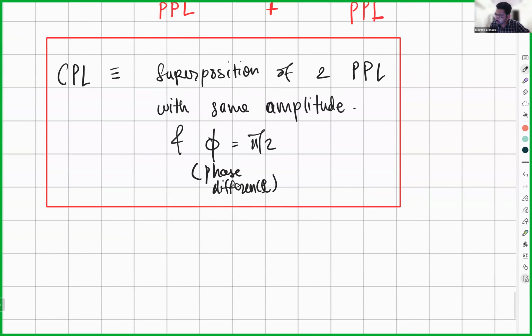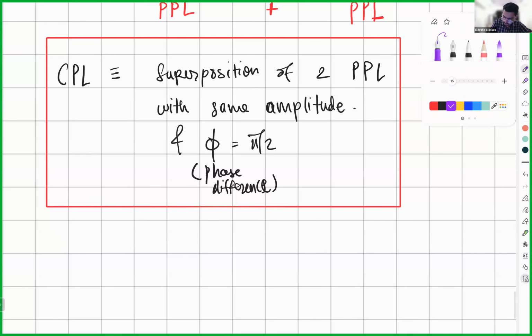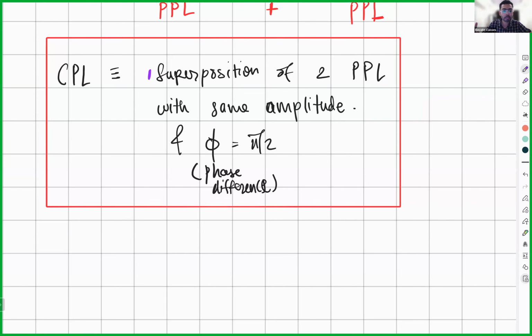So these three things are most important. First one is you should have a superposition of two plane polarized lights. Second thing is you should have same amplitudes. Let us say I denote it by amplitude of x must be equal to amplitude of y. This is the second condition. Third condition is on the phase. Phase difference must be pi by 2. If I have these three conditions, then I can say it is a circularly polarized light.